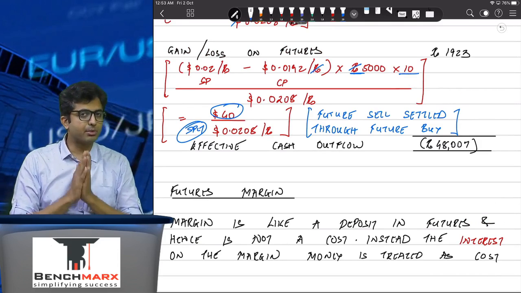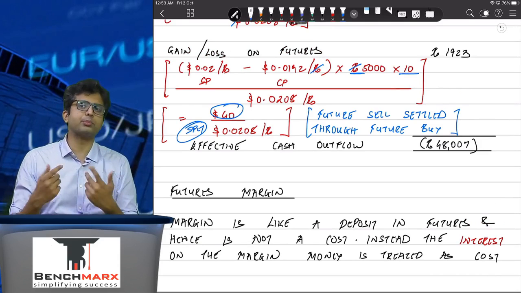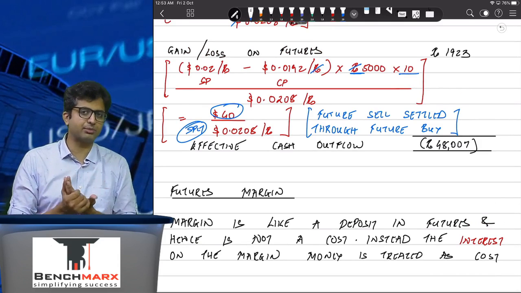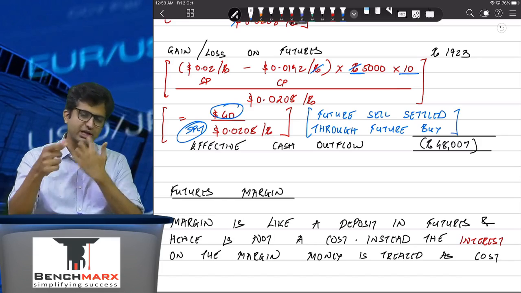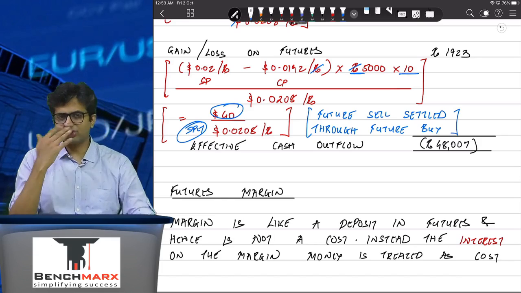And this deposit, remember, is not a cost. You might be confused and you say, हाँ deposit pay करना है तो खर्चा है. Deposit is refundable. At the end of the contract, if you have made a profit, वो refund हो जाएगा. If you have made a loss, उसके against adjust हो जाएगा. Then, what should you consider over there?